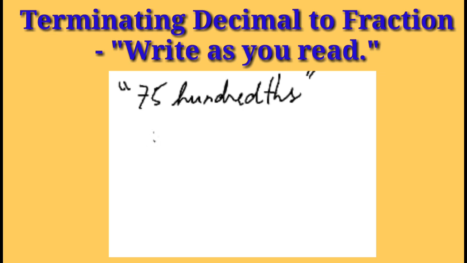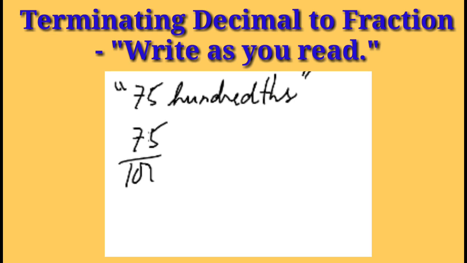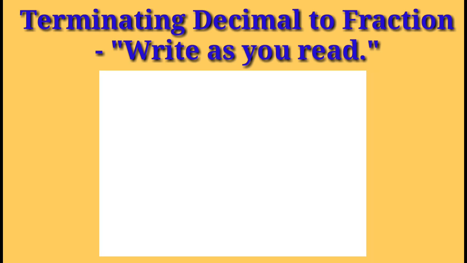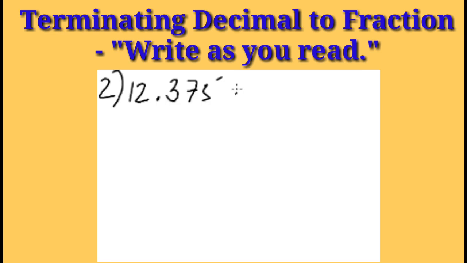So, binasa natin siya ng 75 hundredths. So, when we write this, 75 hundredths, 75 over 100. Then, lowest term. What is the greatest common factor of the numerator and denominator? So, 25. 75 divided by 25 is 3. 100 divided by 25 is 4. So 3/4. Number 2. So, read this correctly.